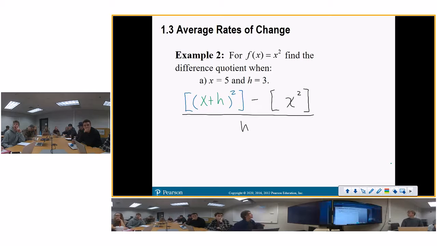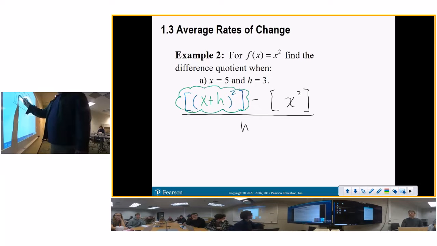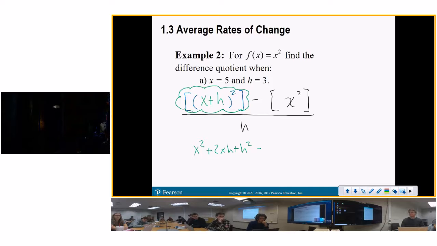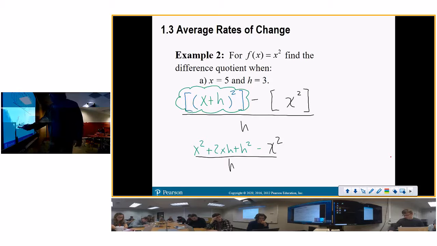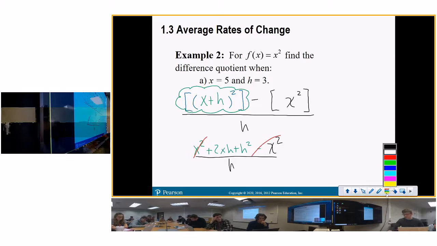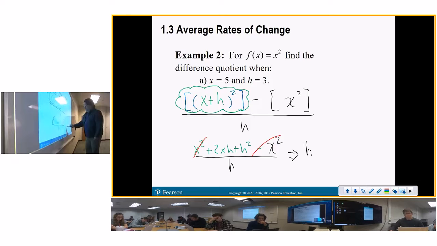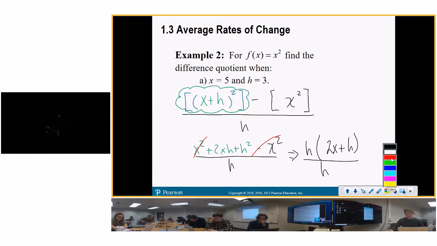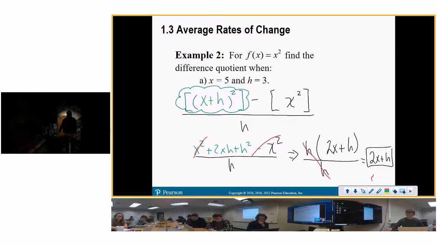So that's shortcut right here. Shortcut number 1: x squared plus 2xh plus h squared minus x squared over h. And of course the x squareds cancel, and you're left with h times 2x plus h divided by h. The h is canceled. So your final answer with just algebra is 2x plus h. And they want to know what is your point at 5.